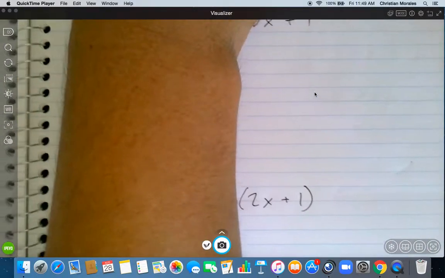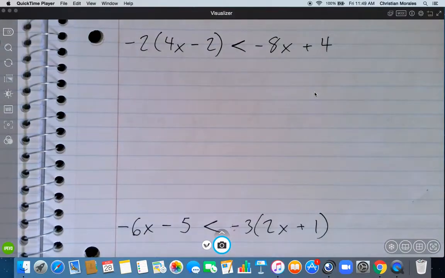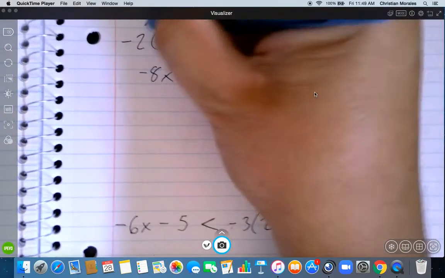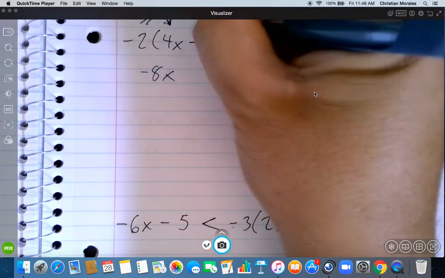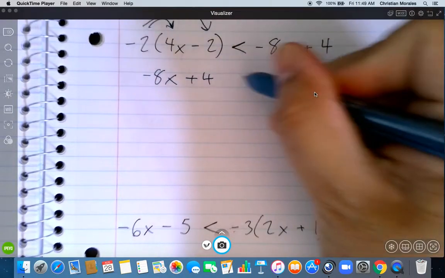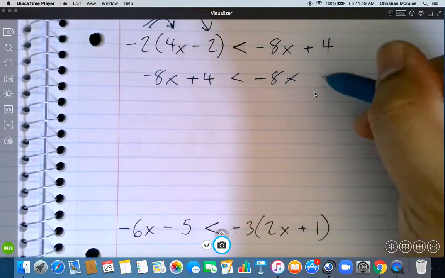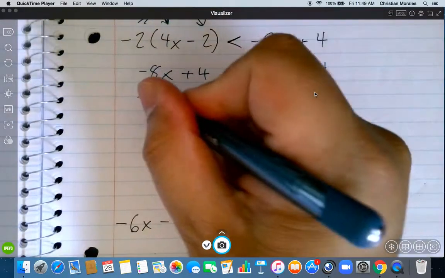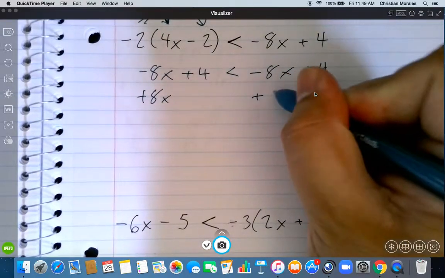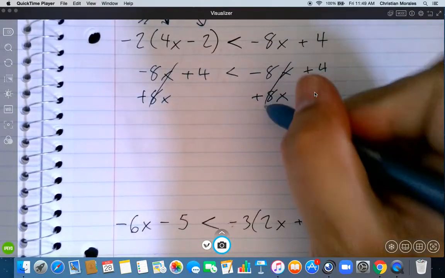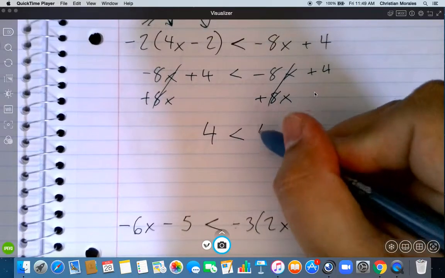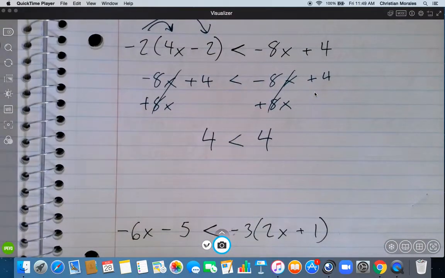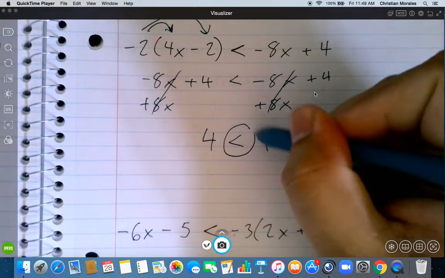All right, here, same thing. I'm going to distribute. I'm going to go a little faster. Right, and then this will become positive. Okay, now here, if I move 8x to this side, cancels out, I'm left with this. Now, before, I would ask you, is 4 equal to 4? The problem is, this is not equal.